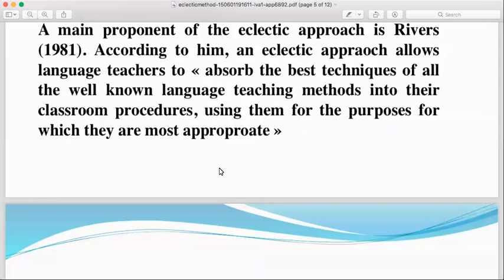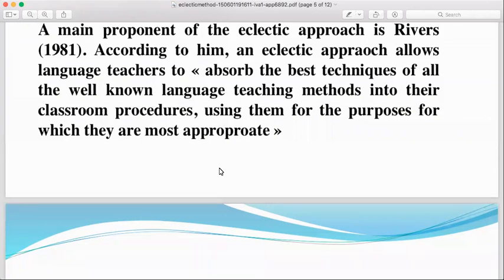Now, which methods form this eclectic approach, we cannot say for sure, because it really depends. It has been left to the teacher to select from a variety of methods or approaches to conduct her classes for teaching a second language, and in our case, of course, it's teaching English as a second language, right?